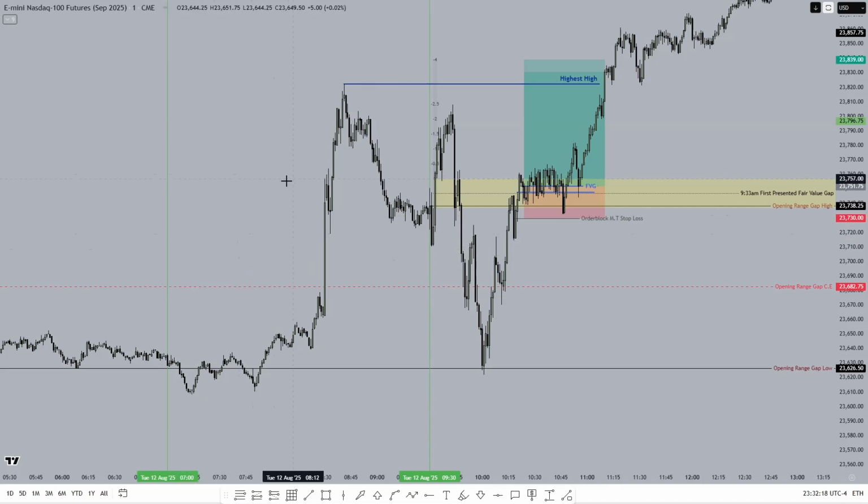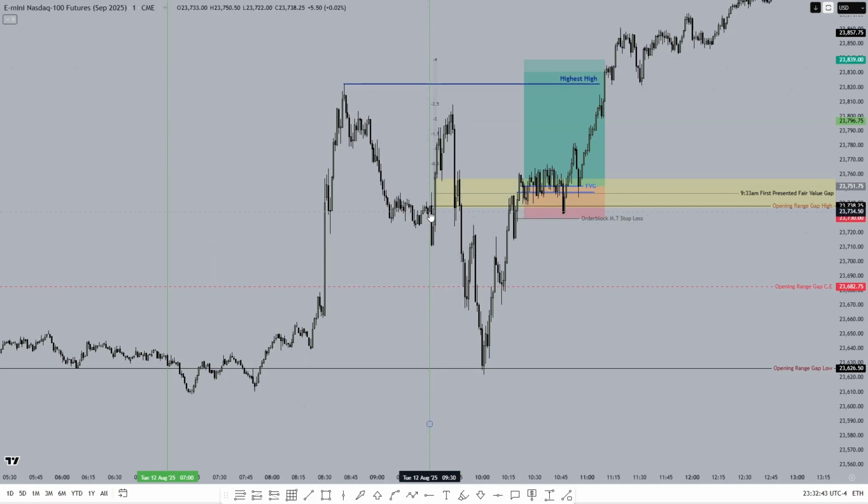Alright, so we see from here at 7 a.m. to 9:30 a.m. we've got the pre-market highs and lows. So we've got a bullish bias derived from the higher time frame, and we are then looking for these highs up here. This is the highest high created within this window, so this is our buy side liquidity.